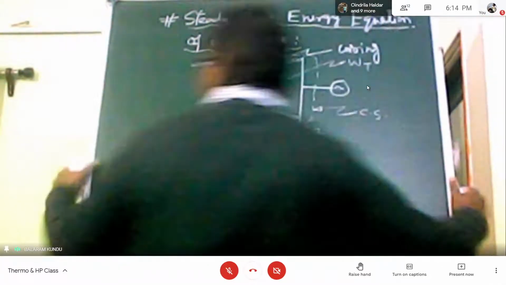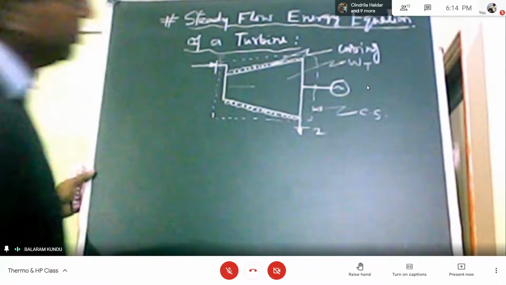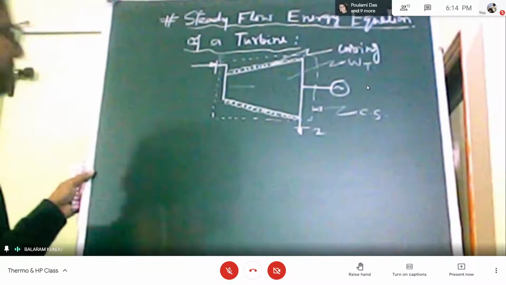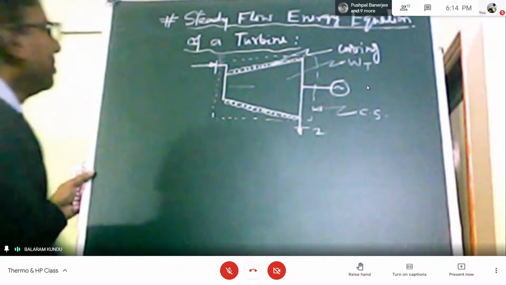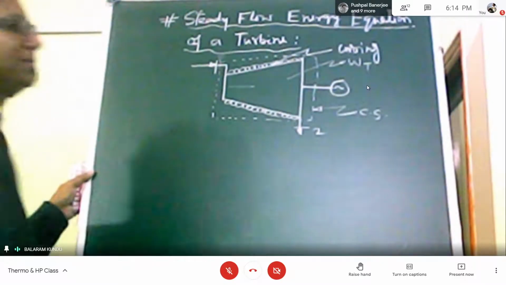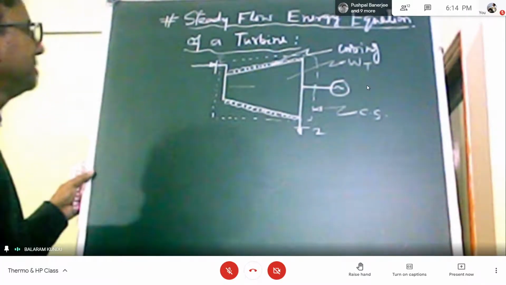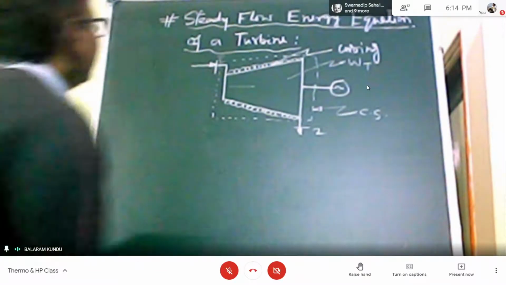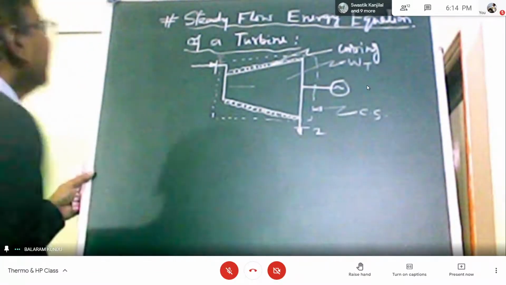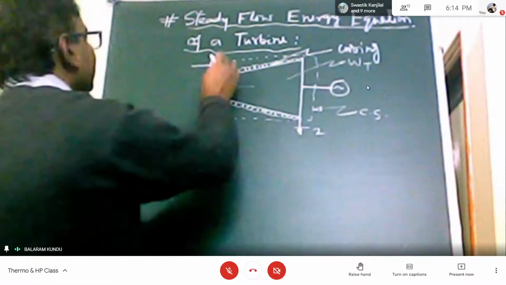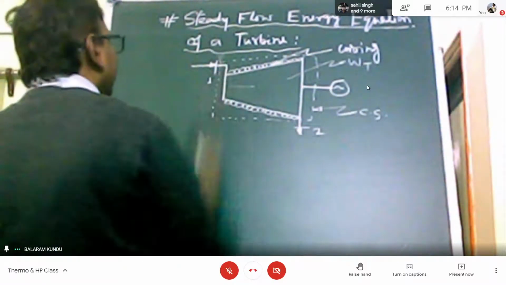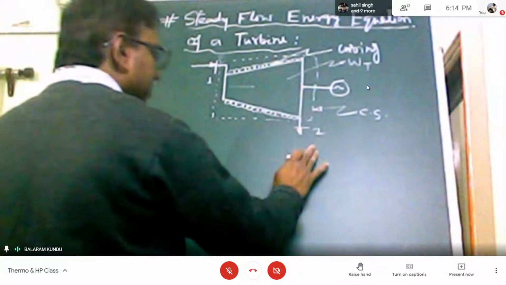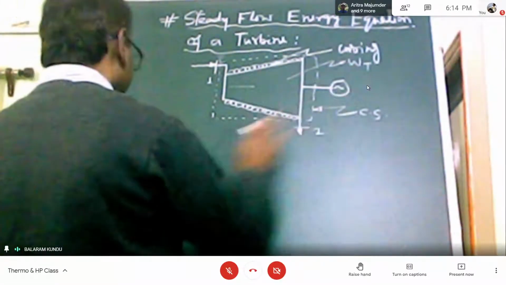Now from the first law of thermodynamics, what can we write here? Energy entering the control volume should be equal to energy leaving the control volume. It is a simple way to write the steady flow energy equation. So the inlet section is section 1 here, and this is section 2, and an energy balance is required. That balance can be made by using the first law of thermodynamics.